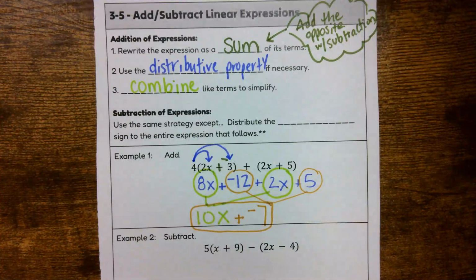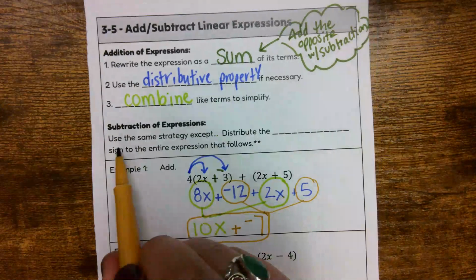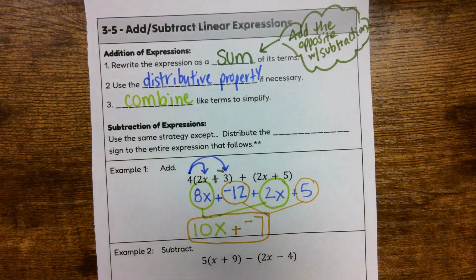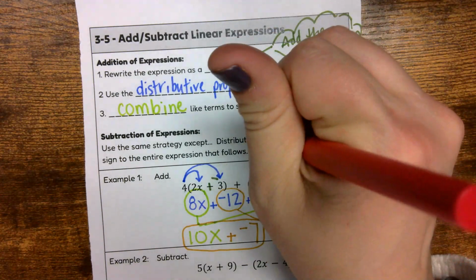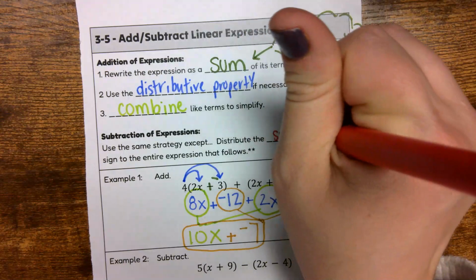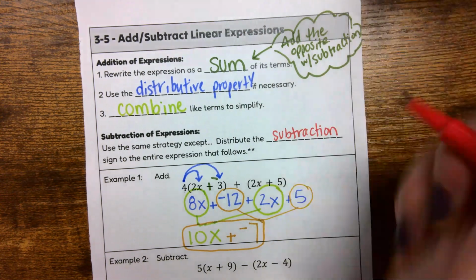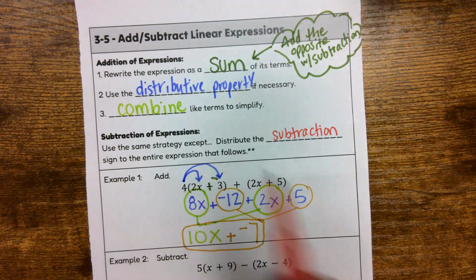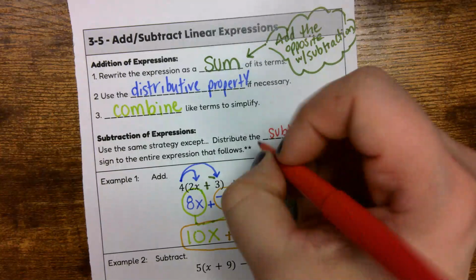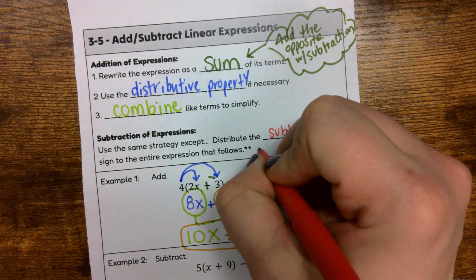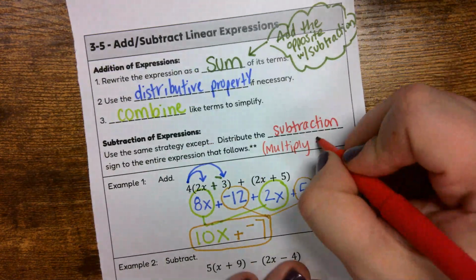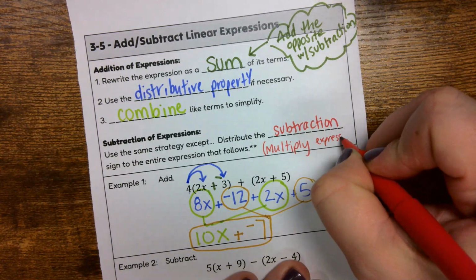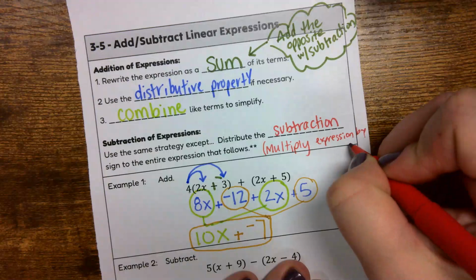So how we do that algebraically, we are going to use the exact same strategy, except we are going to distribute the subtraction sign to the entire expression that follows. So what I mean by that is we are really going to multiply the expression by -1.